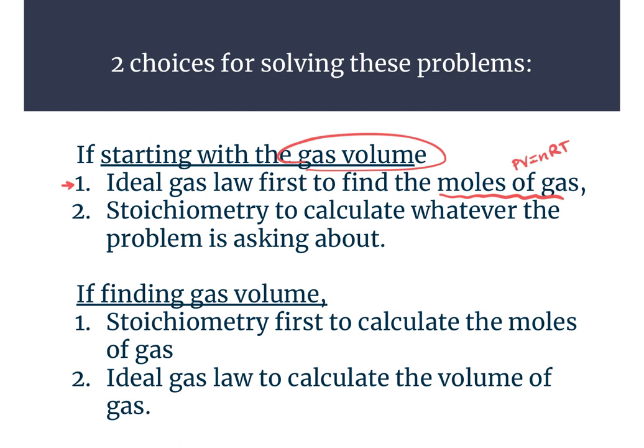But if you are being asked to find the gas volume, instead you're going to start with the stoichiometry because you're going to be given grams of something else. So you're going to find moles of the gas, and then you're going to use PV equals nRT second. If that seems a little bit confusing, we're going to be going over a couple practice problems with it.